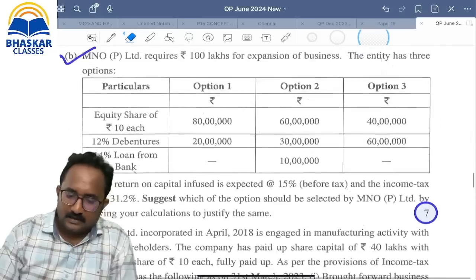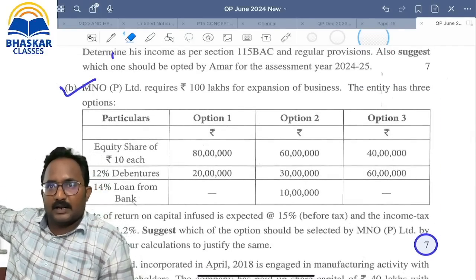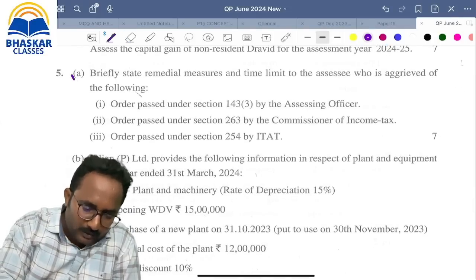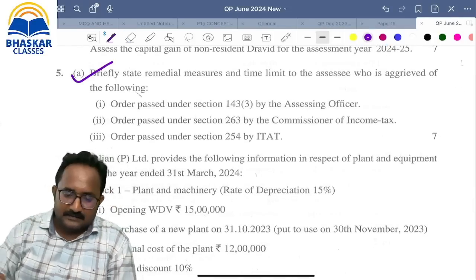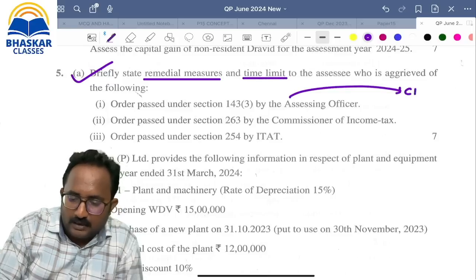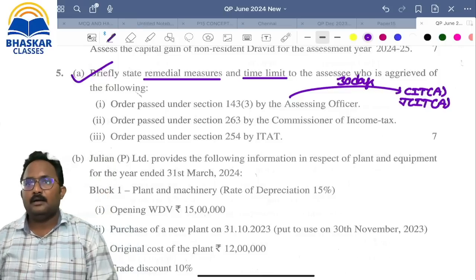Yes, ma. This is a financial management related tax planning question. You can get 7 out of 7. If you write it, you will get the 7 out of 7. Remedial measures they are asking and time limit they are asking. If the assessing officer passes an order, you can make an appeal to the Commissioner of Income Tax (Appeals) or JCIT (Appeals) within how many days? 30 days. Yes, you have to write it, within 30 days.